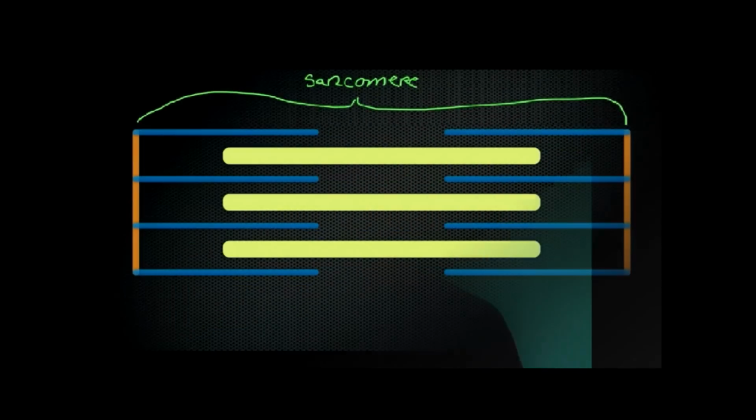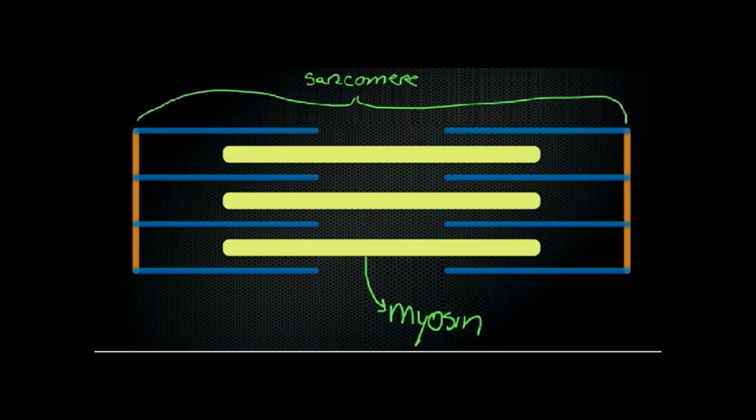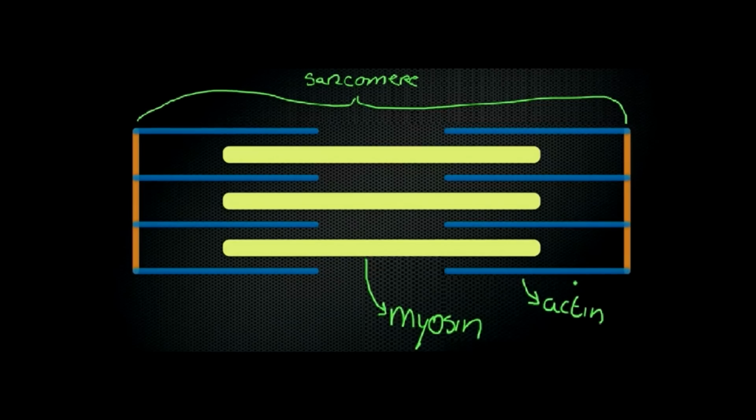My name is Geno, and in this video I am going to teach you more about muscle contraction. Now let us start. This is a sarcomere, the basic functional unit of muscle contraction. A sarcomere is made out of filaments: the thick filament, myosin, and the thin filament, actin.